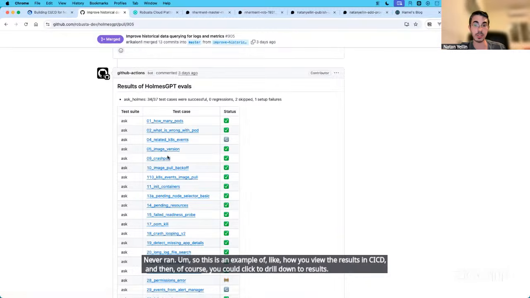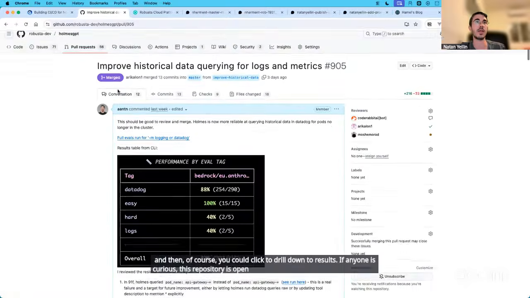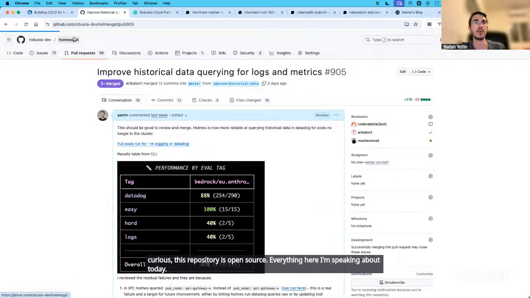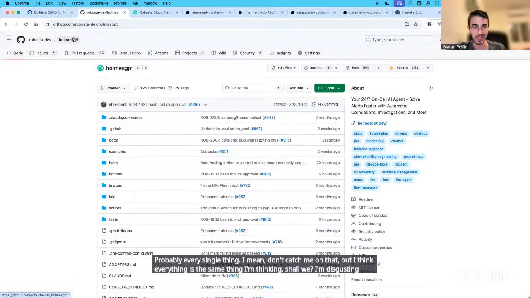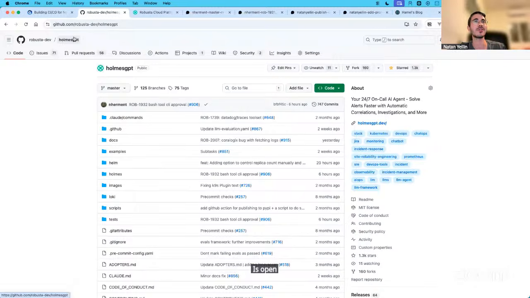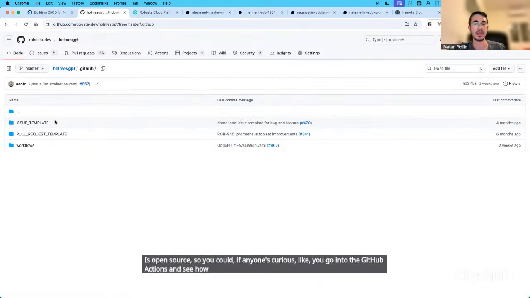If anyone is curious, this repository is open source. Everything I'm discussing and showing today, I think every single thing, is open source. Don't catch me on that, but I think so. So if anyone is curious, you can go into the GitHub Actions and see how we have that set up.